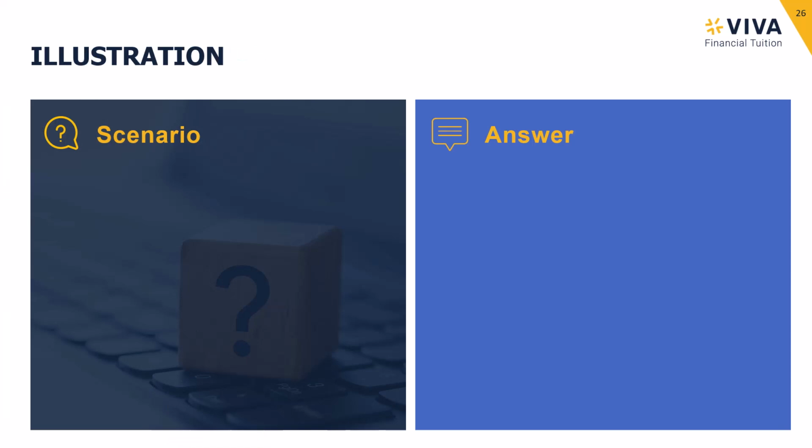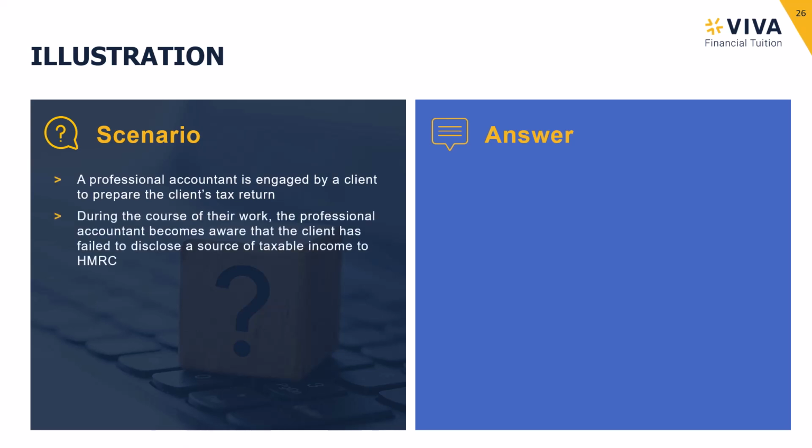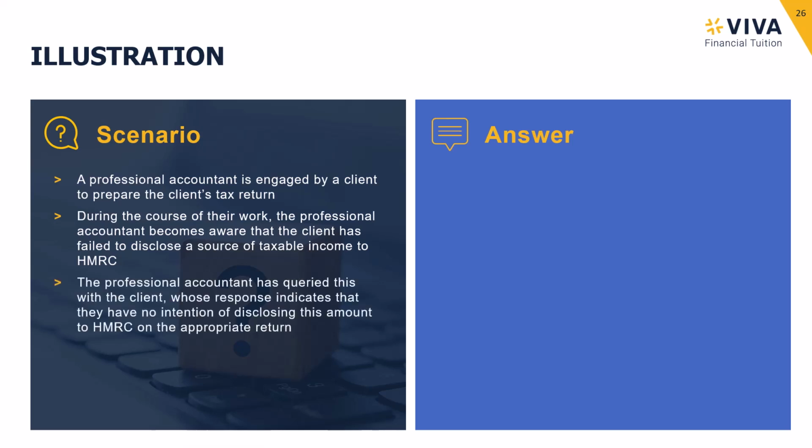And finally, in this first topic, let's take a look at an illustration. Let's read the scenario. So a professional accountant is engaged by a client to prepare the client's tax return. During the course of their work, the professional accountant becomes aware that the client has failed to disclose a source of taxable income to HMRC. The professional accountant has queried this with the client, whose response indicates that they have no intention of disclosing this amount to HMRC on the appropriate return.